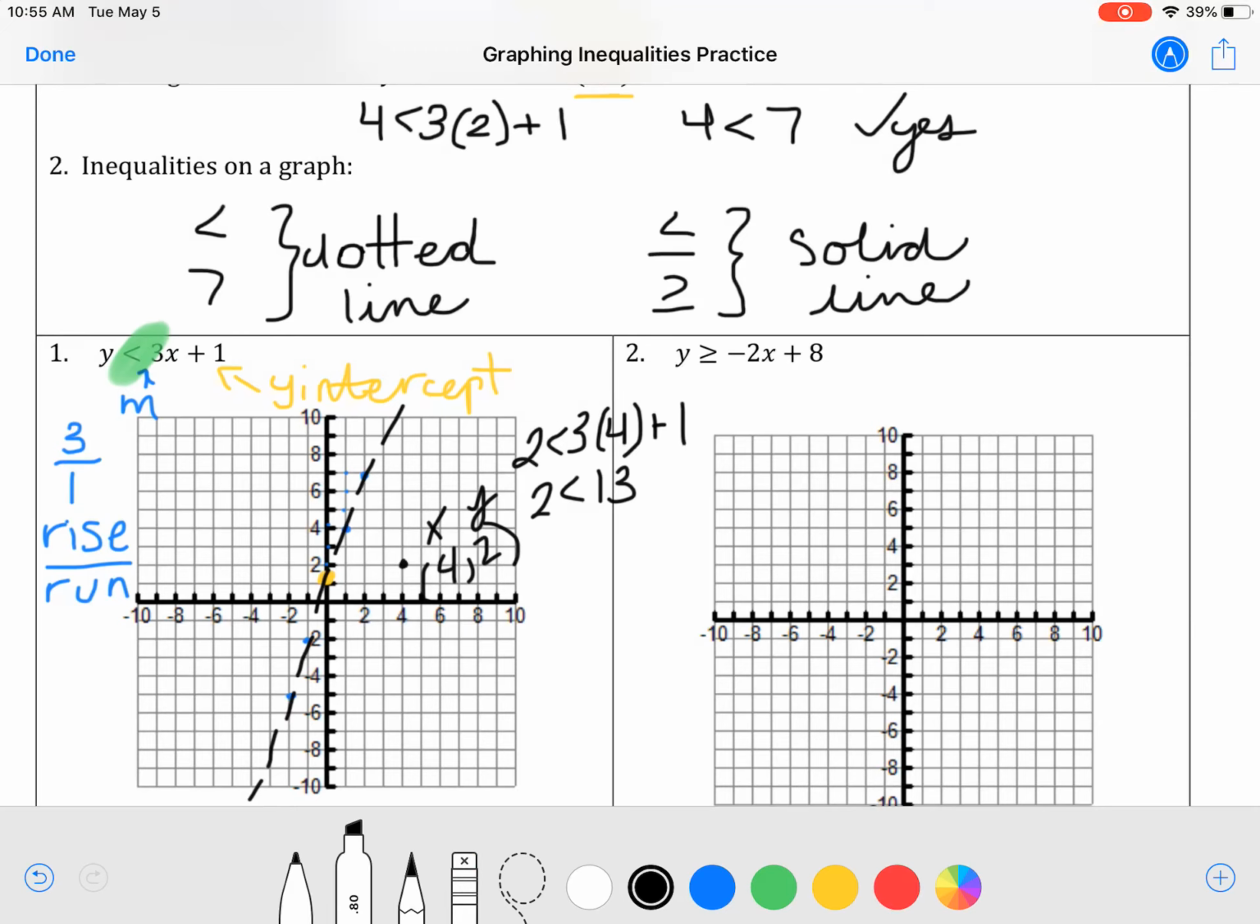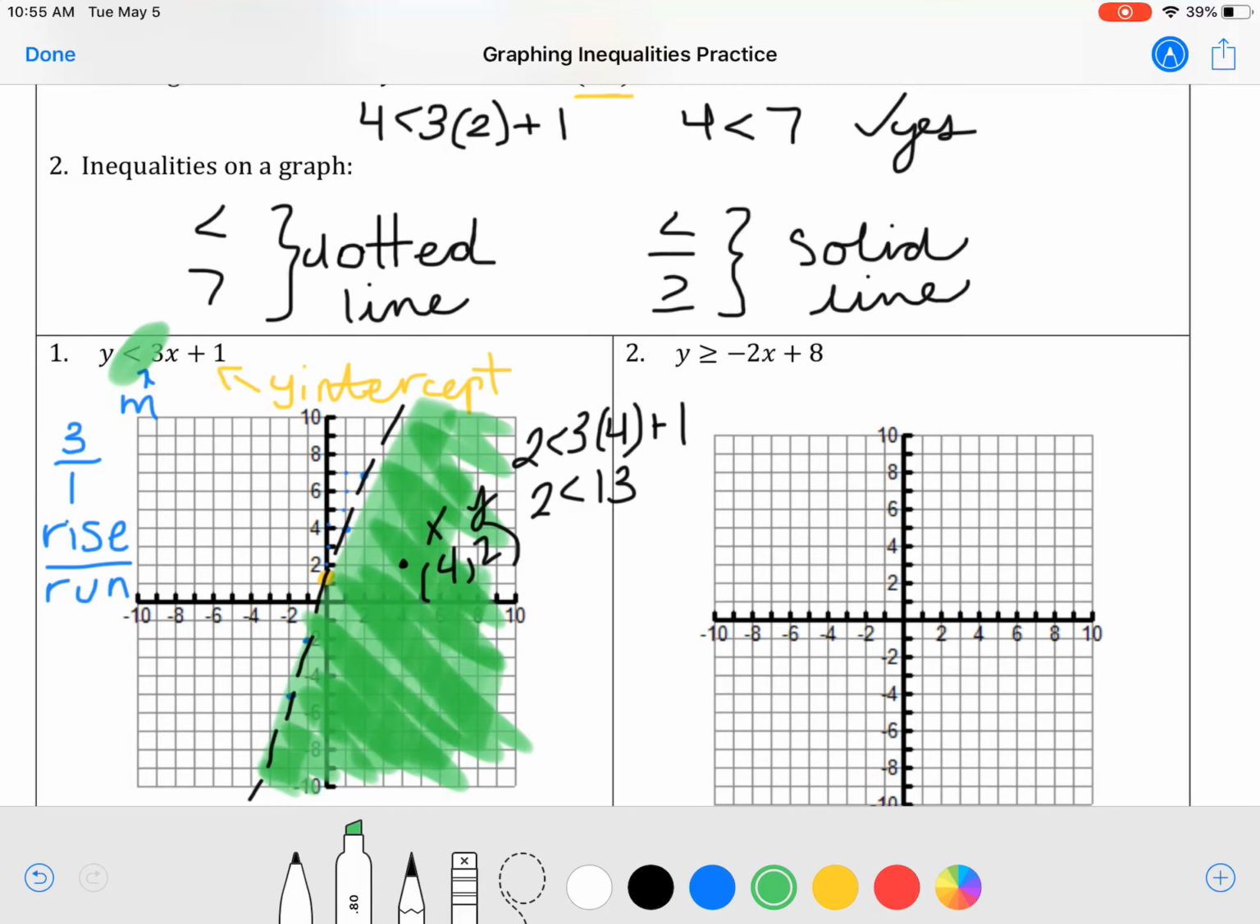I'm going to shade in the part of the graph that has that point. So I'm going to shade in everything to this side of my graph. And that is my solution. So instead of just a line, I'm actually looking at an entire section of the graph. It's that entire section of green. If I were to go over here and start shading this, I would be wrong because my line separates those two sides. And I don't want that, okay? And that's my final.